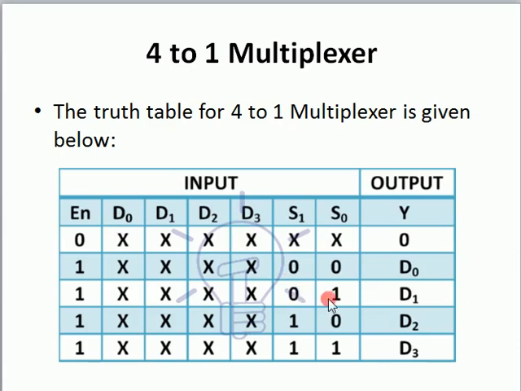When the select line is 0, 1, then at output we will get d1. When the select line is 1, 0, then at output we will get d2, and when the select line is 1, 1, then at output we will get d3. So that's how this is the truth table of the 4 to 1 multiplexer.